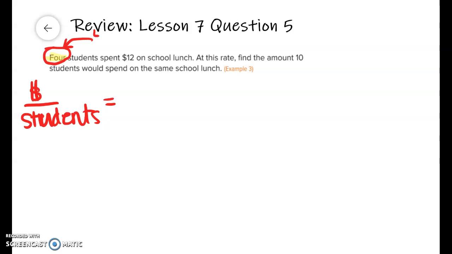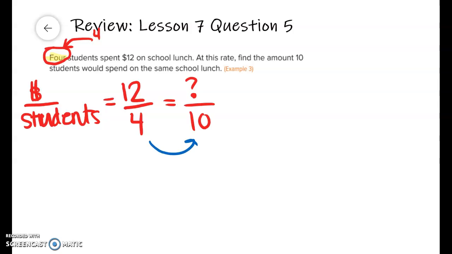It says 4 students paid $12. So what do I know? I know that that's $12 for 4 students. And what are they asking us? They're asking us if it's $12 for 4 students, how much money is that for 10 students? And so here I'm going to go ahead and look, can I change a 4 and a 10 into a 10? Not very easily, definitely not with a whole number.